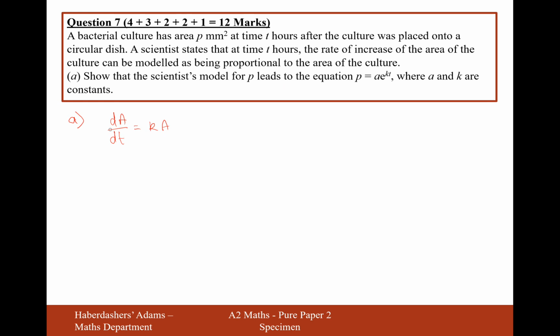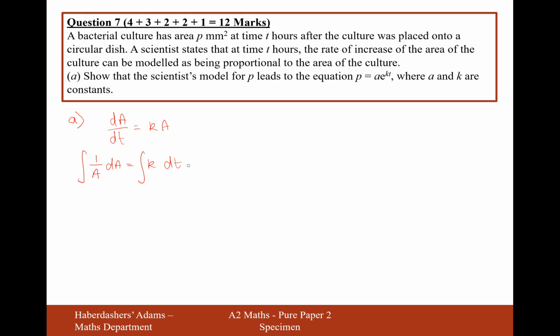What we now need to do is solve this as a differential equation. And remember, the way we do that is we group all the A's and the dA's on one side and all the t's and the dt's on the other side. We haven't got any t's, but we'll just put them on the right hand side. So we'll divide by A onto the left hand side and multiply by dt onto the right hand side. And then we integrate both sides.